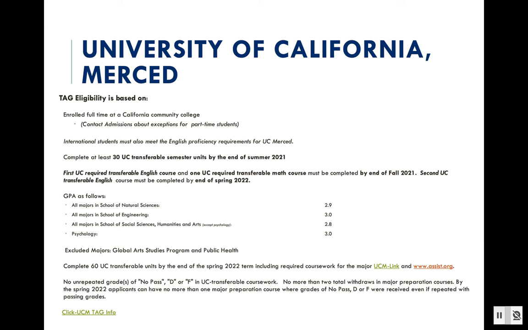And then by the end of spring 22, applicants can have no more than one major prep course with a grade of no pass, D or F, even if you repeated it. So what that means is that if you withdraw from a major course twice, you have no more withdrawals from any major courses. So for biological science, it was those biology courses, those chemistry courses, and those math courses. I cannot have any more than two withdrawals in those. In addition, I cannot have any more than one failed grade, even if I repeated it. So if I have two failed grades, that means I'm now ineligible to utilize UC Merced as my school.